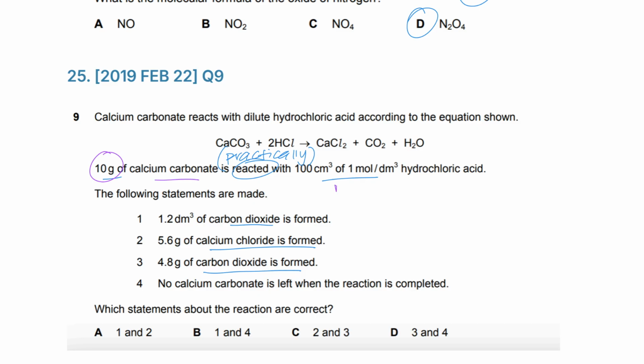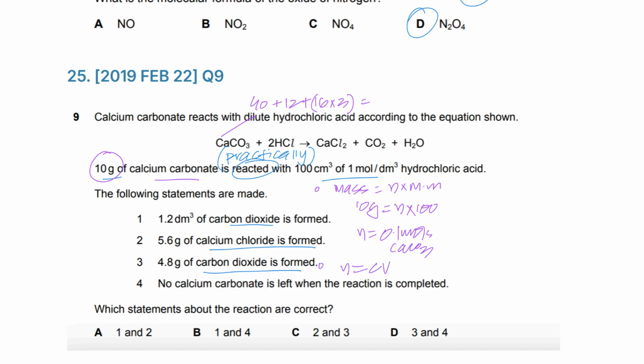Let's convert calcium carbonate into moles. Mass equals mole times molar mass. I'm given the mass, which is 10 grams. Moles I need to calculate. Molar mass of calcium carbonate: calcium is 40, carbon is 12, oxygen is 16, times 3 because you have 3 O's. What do you get? 16 times 3 plus 40 plus 12. I get 100. So moles of 10 grams of calcium carbonate are 0.1. So I'm getting 0.1 moles of calcium carbonate, and then calculate the moles of hydrochloric acid.